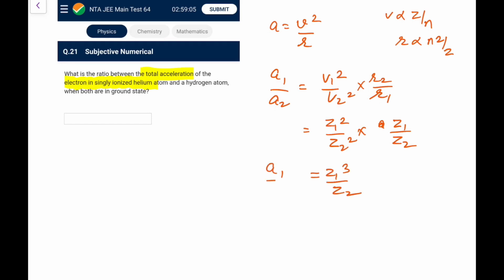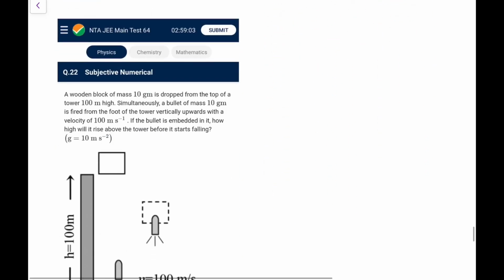So now a1 by a2, what do you require? Helium plus 2 and hydrogen, that would be, this is cube, sorry, so that is 2 by 1 whole cube, that is going to be 8:1. So here your answer would be 8. Yes, it is 8. Next, go for the next one.